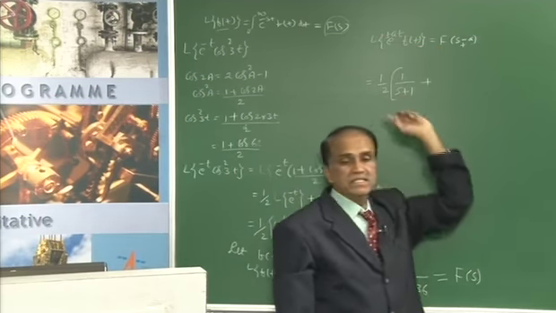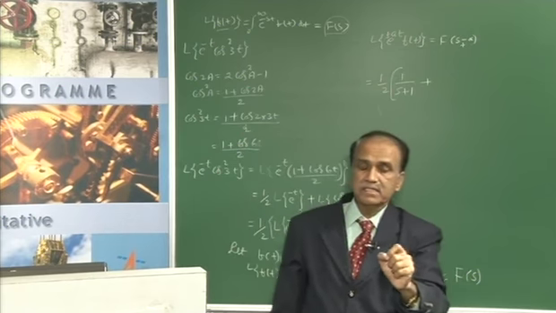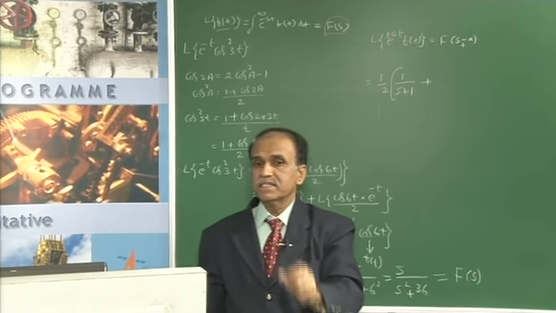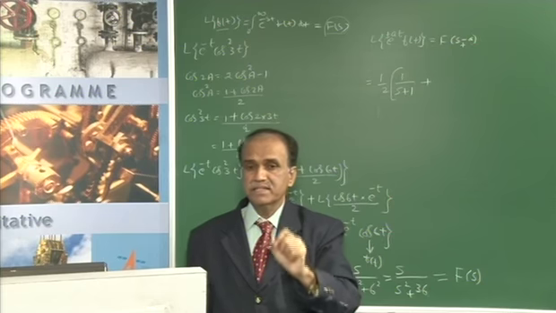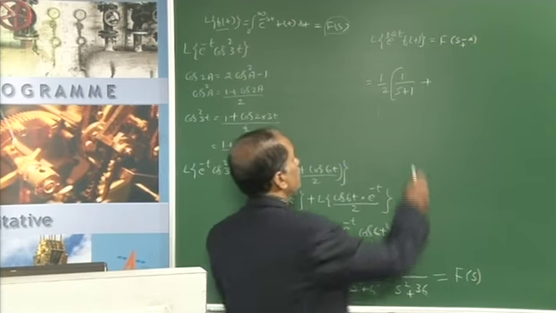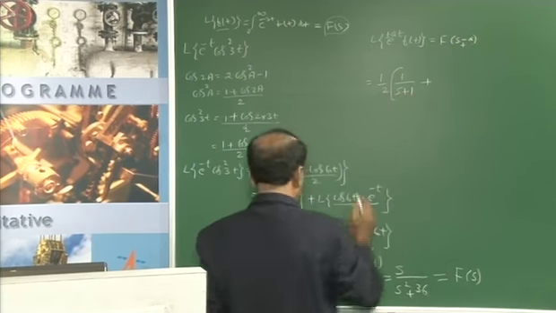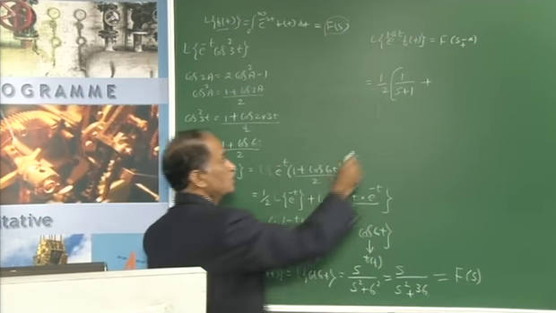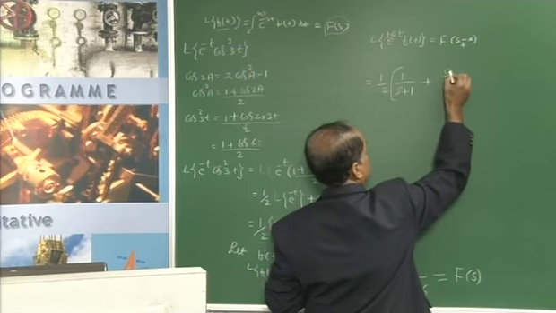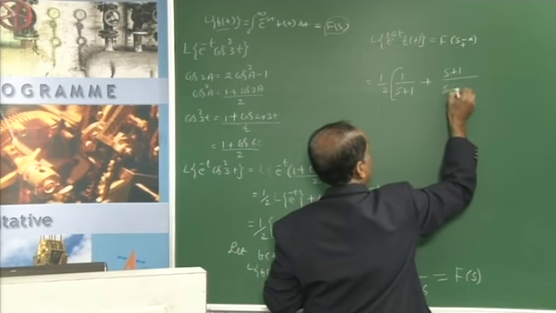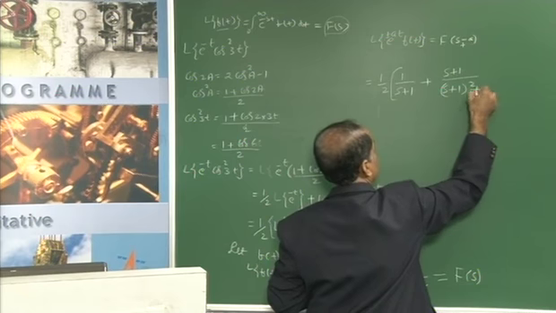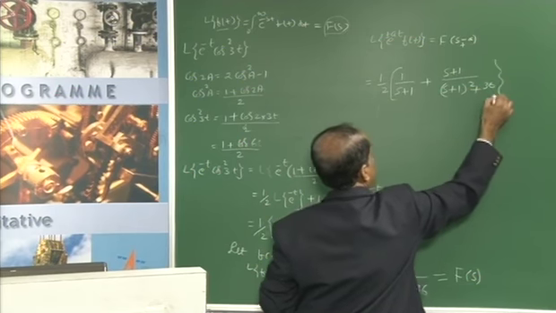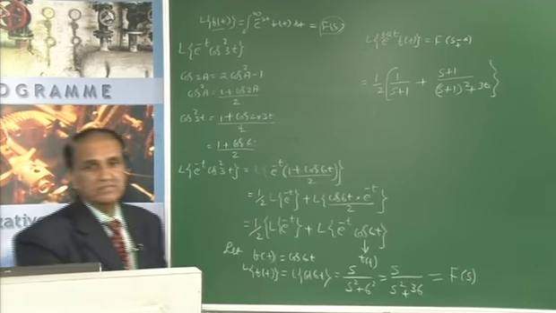F of s minus a clearly conveys the meaning that wherever s is there, that s is to be replaced by s plus a. Therefore here e to the power minus t is there in the given problem, so we have to make it a plus sign, s plus 1 over s plus 1 whole square plus 36. This is your answer. This is the first case.